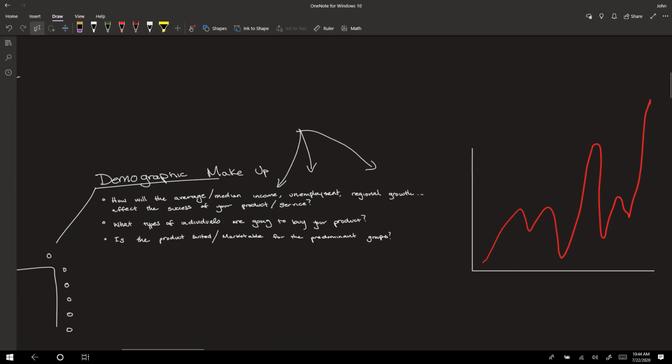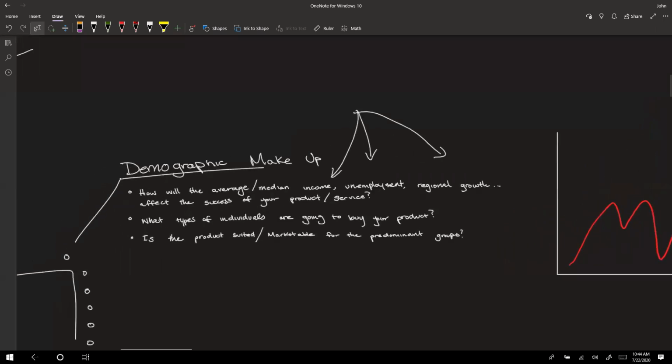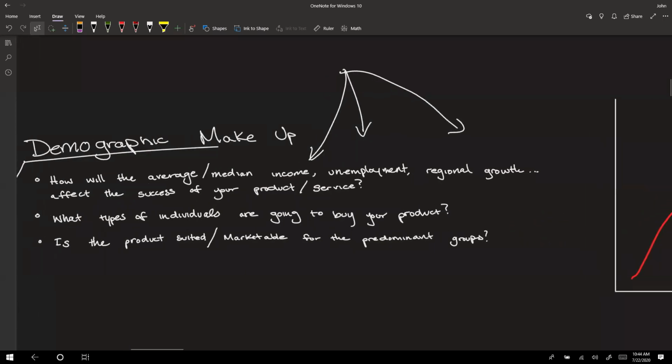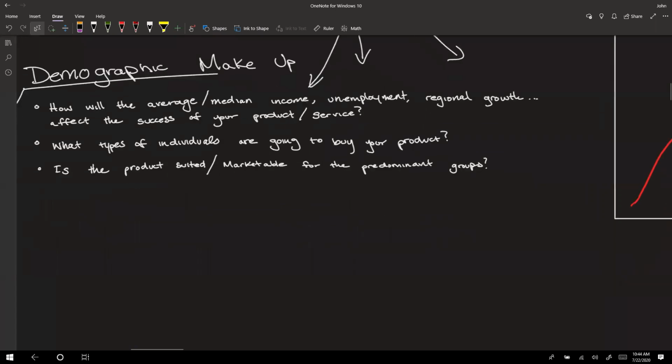All right. And then lastly over here, is the product suited or marketable in the predominant groups? So that's kind of similar to the last thing that I just talked about with high heels, but on top of that, it goes into a little bit of what do your customers want as you understand your consumer profile, right? So your predominant groups in a region.